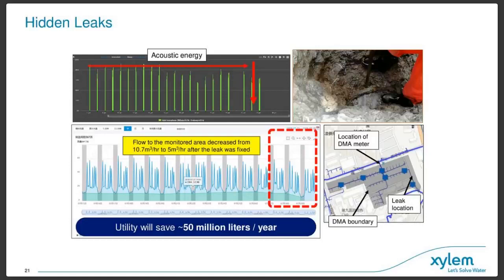An example here is exactly that, where sensors were installed and the noise level was very high, tracked over multiple days. This indicated the area where the leakage should be looked for, and a location was found within a DMA, but a hidden leak that had not surfaced and was actually the cause of a lot of water loss within the network. And this utility would save about 50 million litres a year from having detected this hard to find leak that, because it wasn't surfacing, they never would have found.